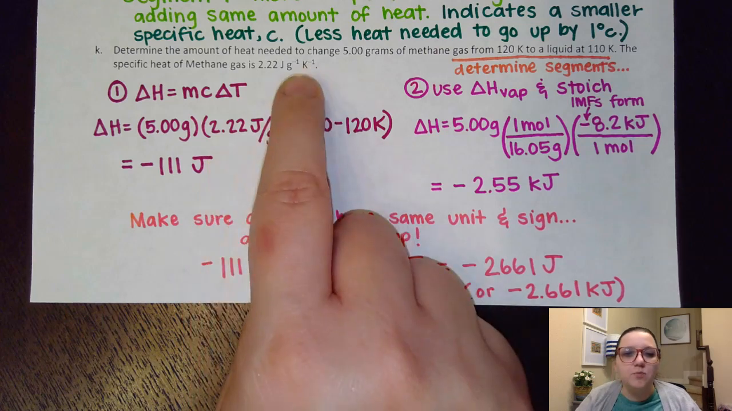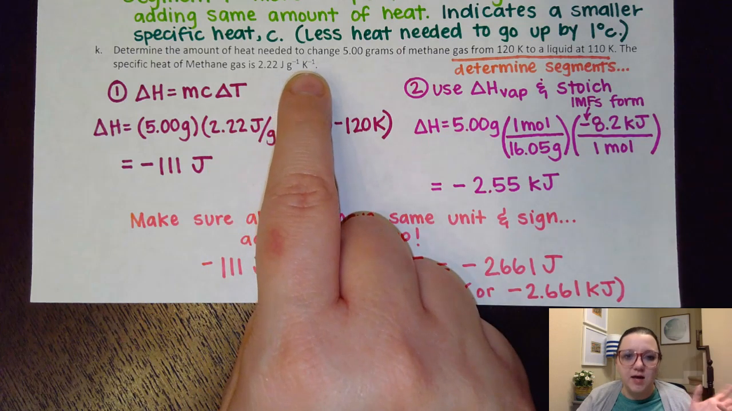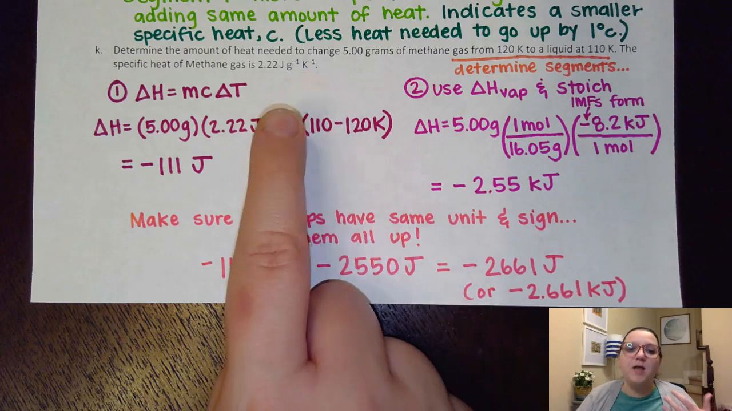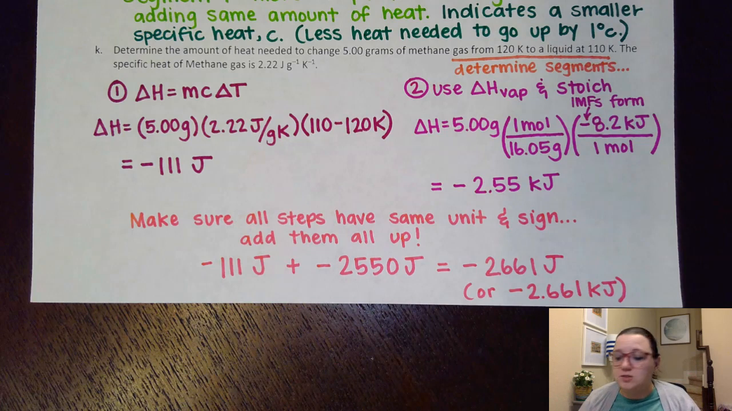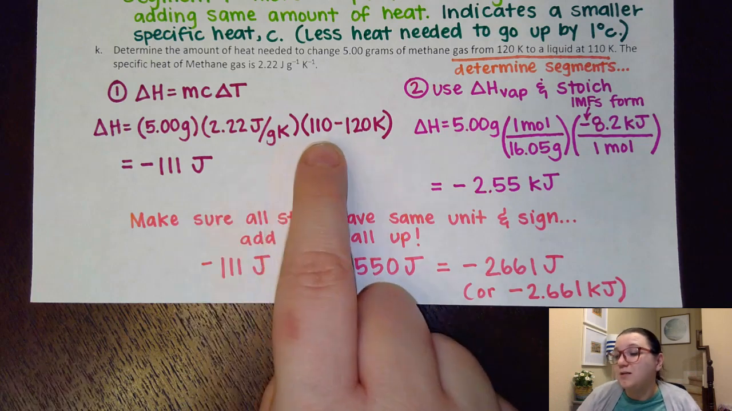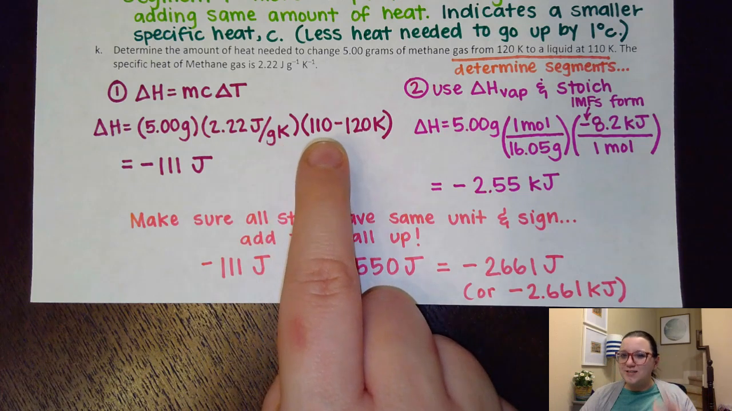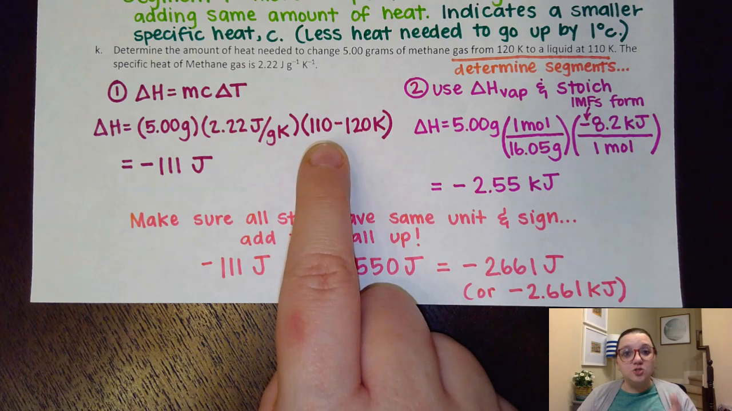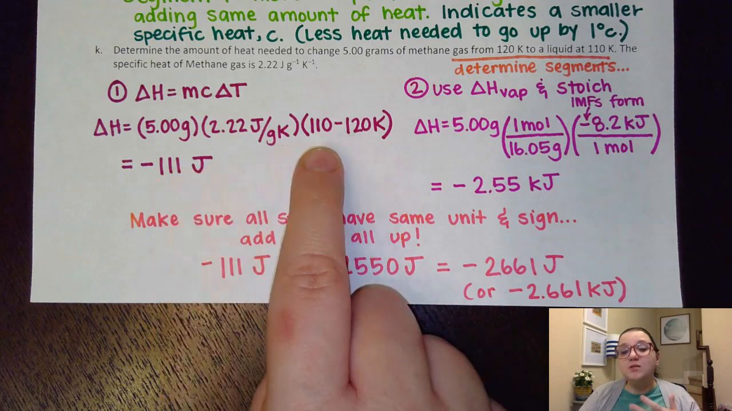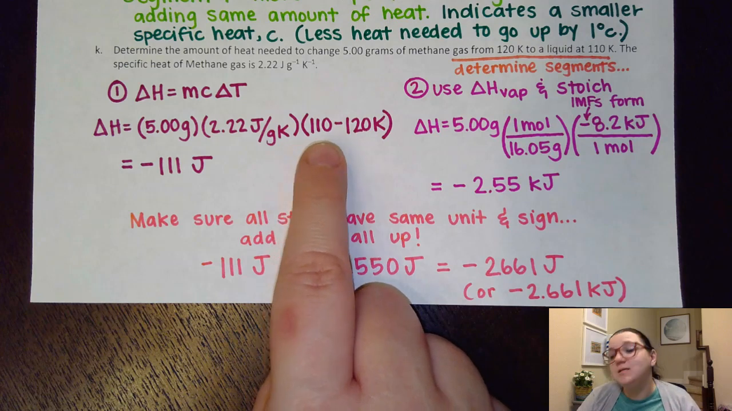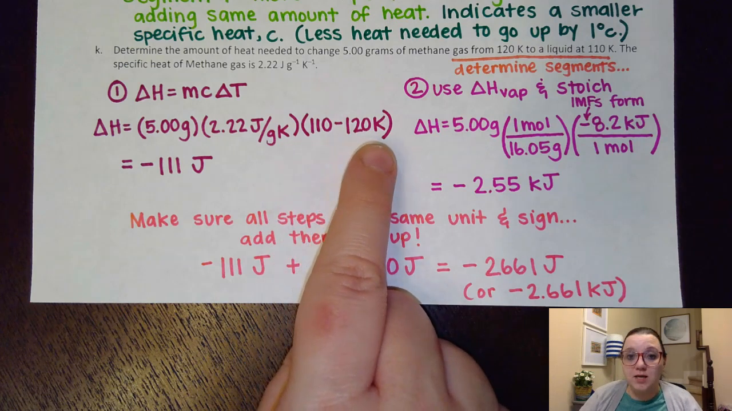You notice I rewrote it. Instead of using the negative exponents, I did divided by the grams and Kelvin in order to make that a little easier for me to understand. So then on my temperature change, as long as I do final minus initial here, this should come out correctly on the sign. So my final temperature for that segment was 110 minus the initial of 120, and that was in Kelvin.